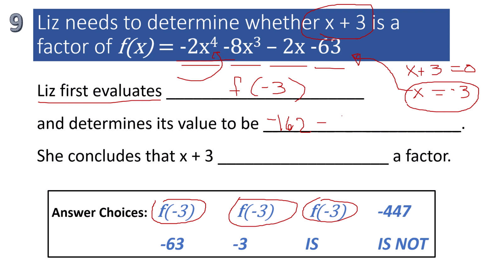Minus 8 times negative 3 to the third power, which is negative 27. So negative 8 times negative 27. Take a minute. Let's simplify that before we move on. Negative 27 times negative 8 is positive 216. So let me erase that and put positive 216. Go slow on these.